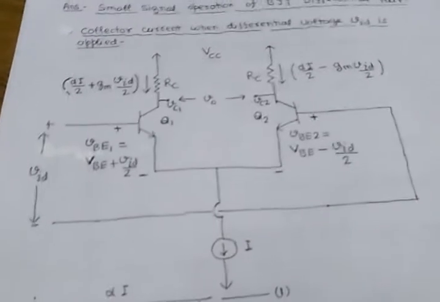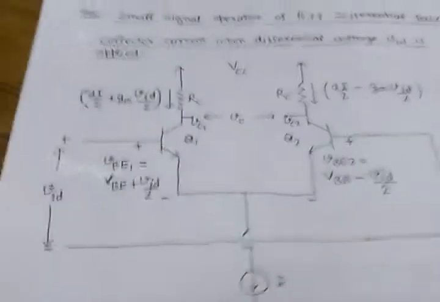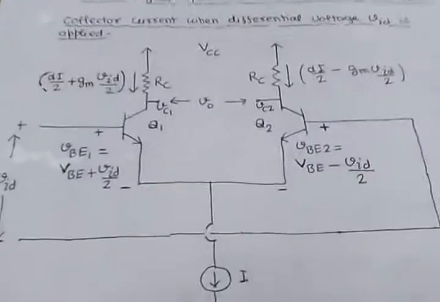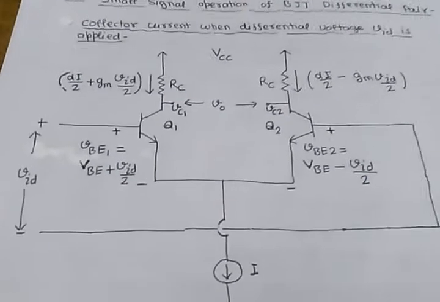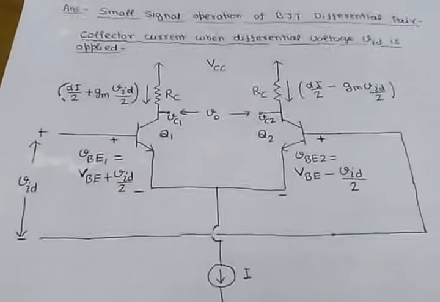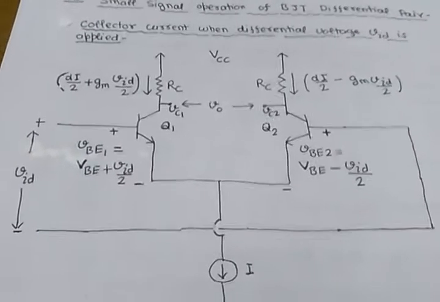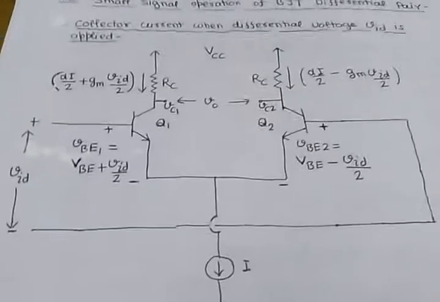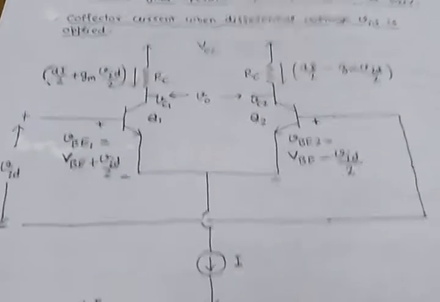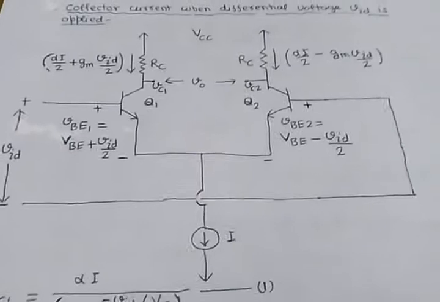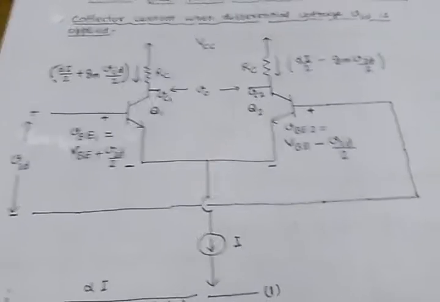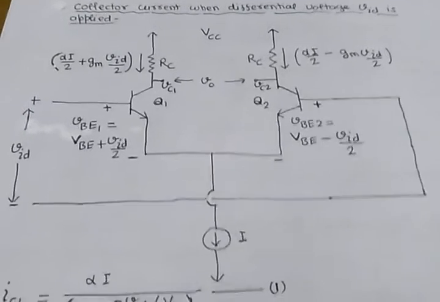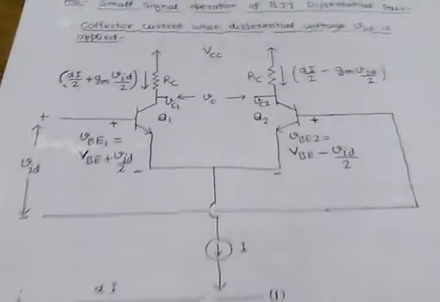In this video we will find the expression for common mode rejection ratio of BJT differential pair or differential amplifier using BJT. Common mode rejection ratio is the ability of differential amplifier to reject the common mode signal or interference signal. Ideally, the common mode rejection ratio is infinite for differential amplifier.